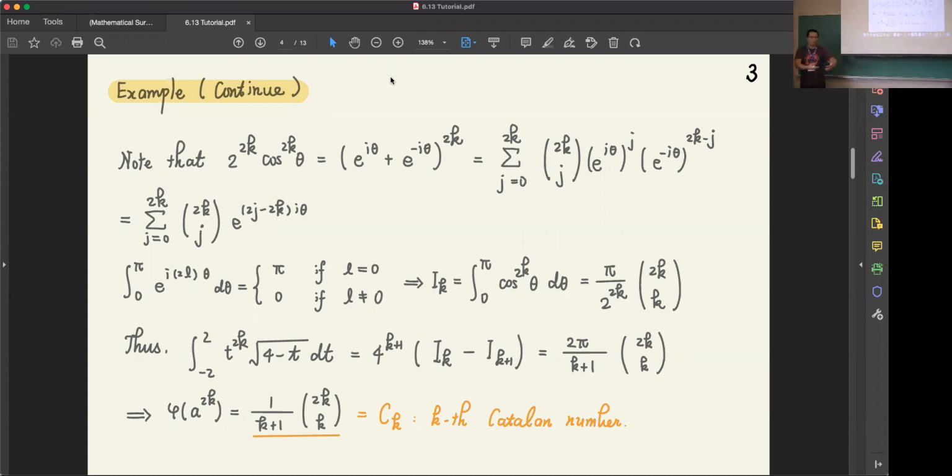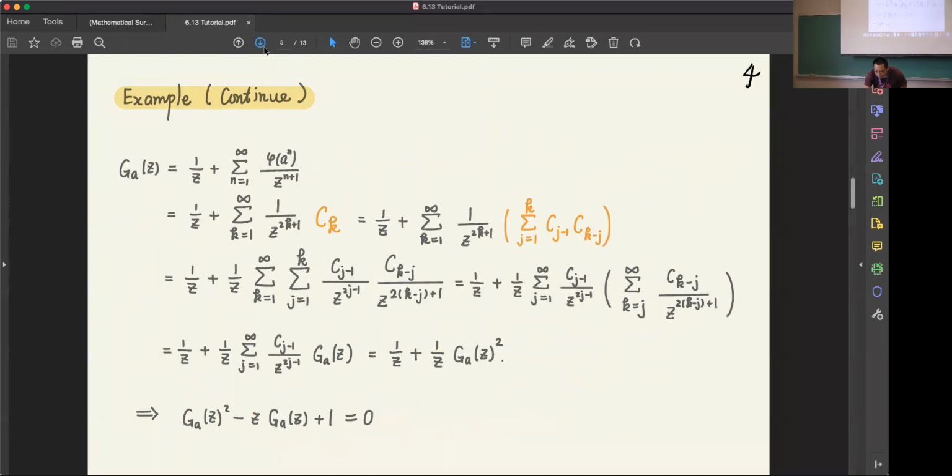We want to know more. What's the Cauchy transform? So we go further. We start from the Cauchy transform, and we write it formally, and phi of A^n we now know precisely. It only survives when n is even, and it's a Catalan number. So we just write it precisely as a Catalan number. And there's a very important property for Catalan numbers: C_k can be written as the sum over j from 1 to k of C_{j-1} times C_{k-j}.